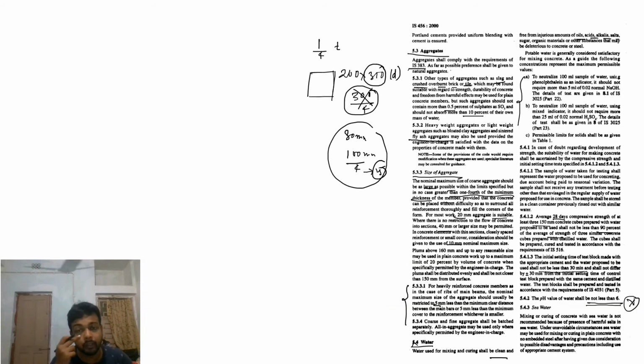So in this section, what is the main thing? Aggregate, this is the main. Size of aggregate is main, and pH value should be main, and also the compressive strength and initial setting time. That will be the main thing from this page. Next page.